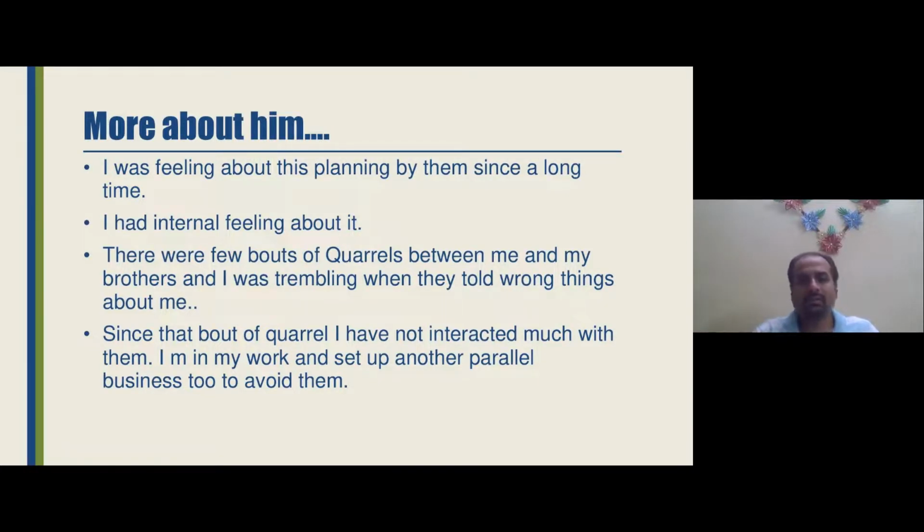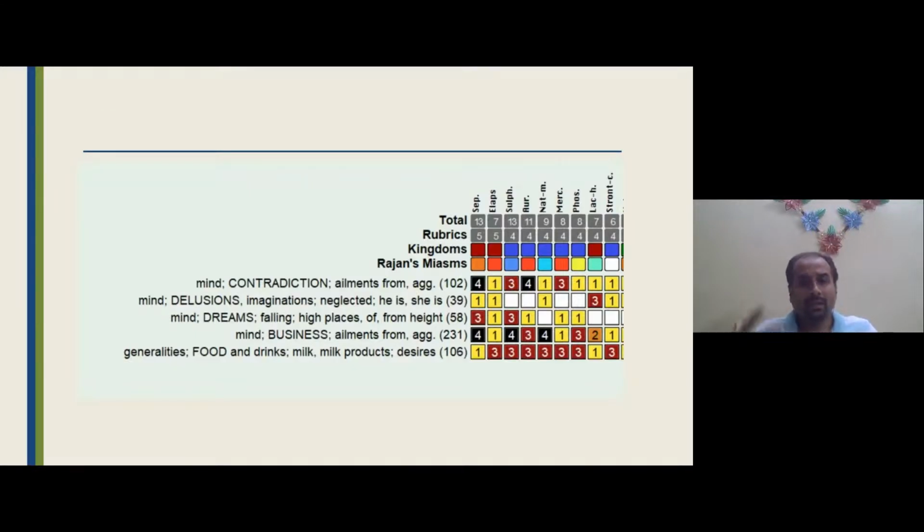This was the state of the patient. So when we understand his case, we take a few rubrics in homeopathy and try to plot them in the repertorization sheet which you see on the screen. We see that it's more of ailments from contradiction that aggravated him. He felt neglected.